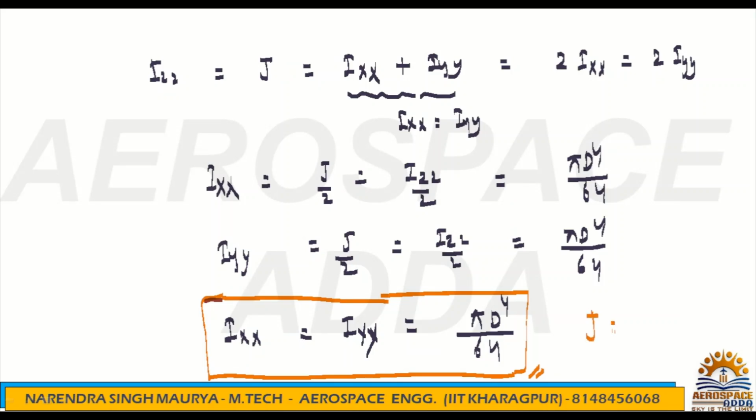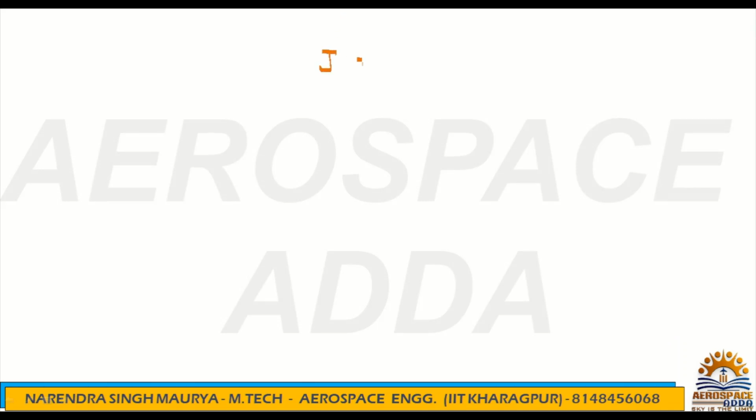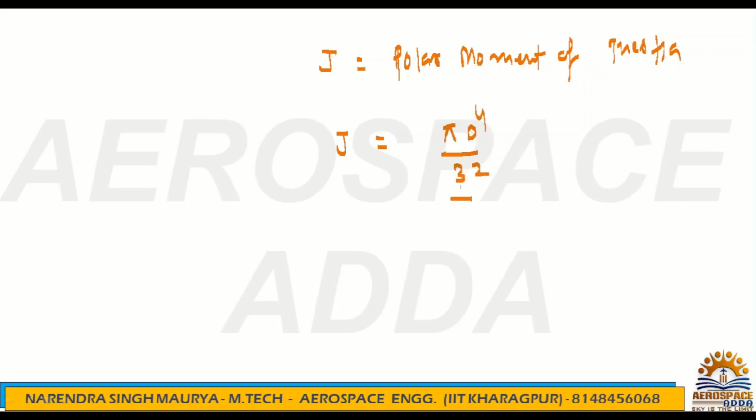J, polar moment of inertia, this is very special. We'll use this in torsion. So you need to remember this also. This is called polar moment of inertia. J is nothing but polar moment of inertia. It's very special: pi d to the power 4 by 32. Right? This is for the circle. Done. Now we'll go for another section.